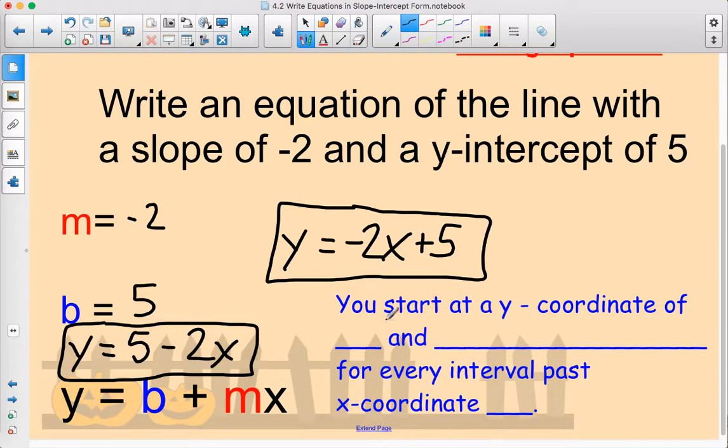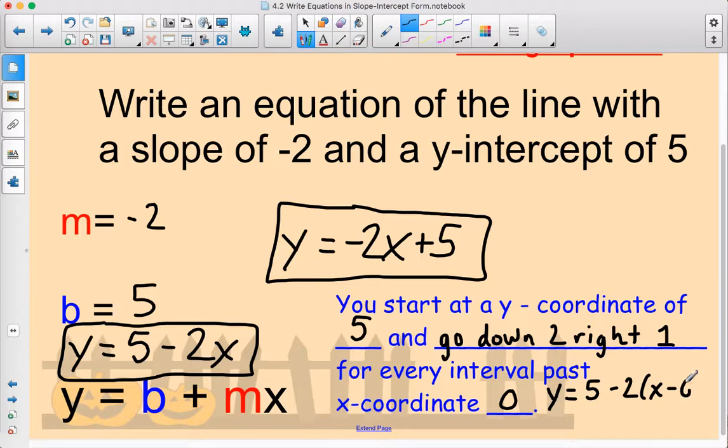You start at a y-coordinate of 5 and go down 2, right 1. That's my slope, for every interval past x coordinate of 0. That would be point slope form. y equals 5 minus 2 for every x past 0. If I simplify that, I just get y equals 5 minus 2x. You don't need to do all that. If you can just simply see that it's y equals negative 2x plus 5, that's fine. I'm just trying to interconnect all the different ways we have to represent lines.